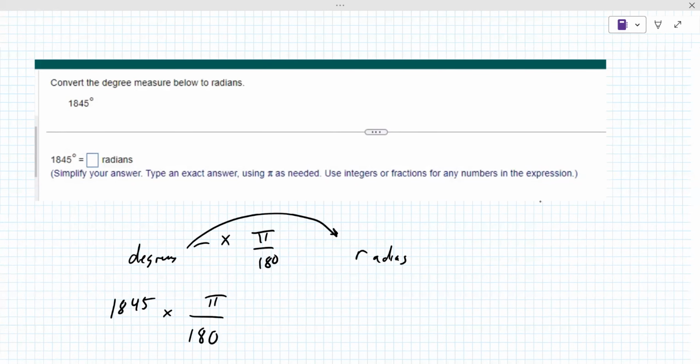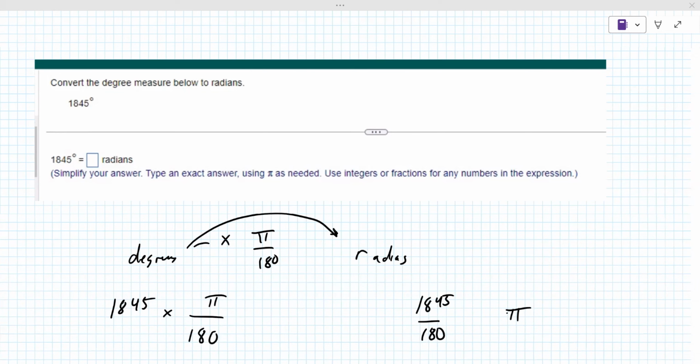Now there's a bit more here, because if you go to your calculator and type this in, you'll get a decimal, and that's not what it wants. This is an exact answer. You have to leave the pi off to the side and just enter 1845 over 180, like that. So if you go to that Desmos scientific calculator and you type in 1845 divided by 180.